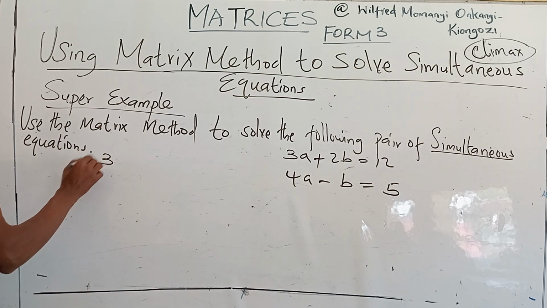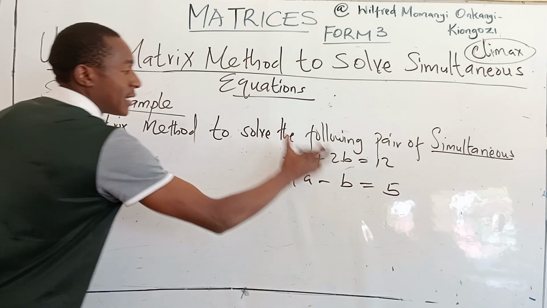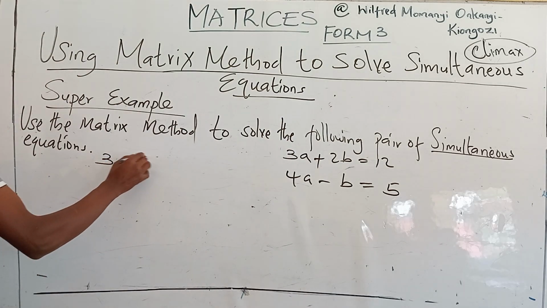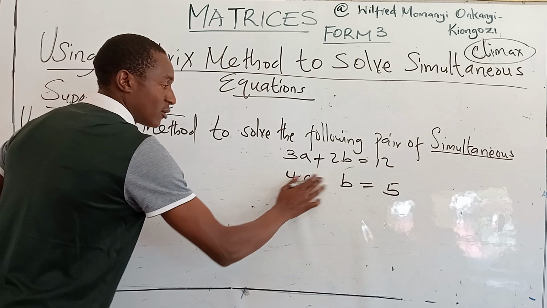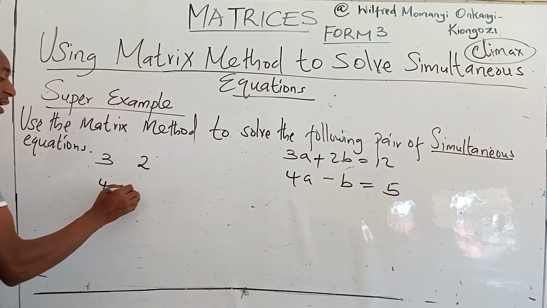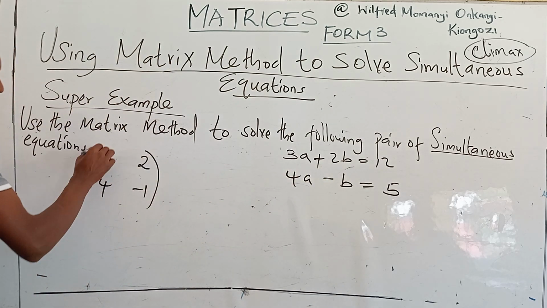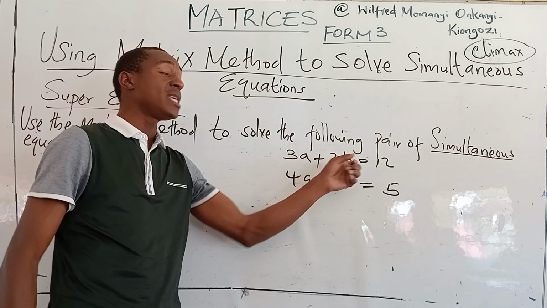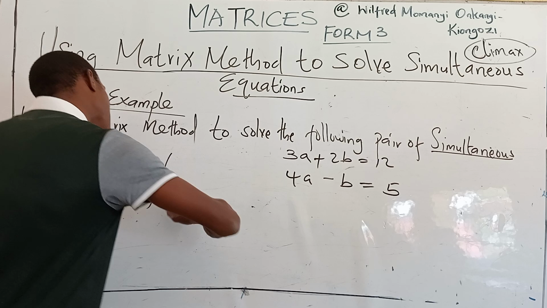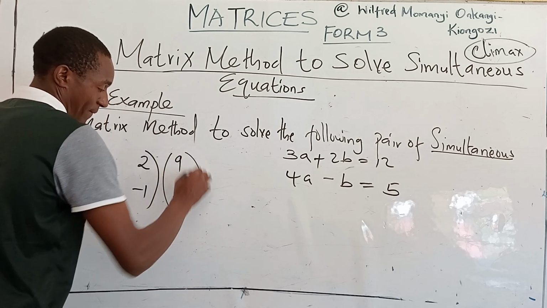So the matrix is: you extract the values given in those equations. 3, 2. Then you have 4, and this is negative 1. Don't forget, there is a negative 1. So this is the matrix. And this matrix has been pre-multiplied with a and b in that order. So another matrix, a, b.